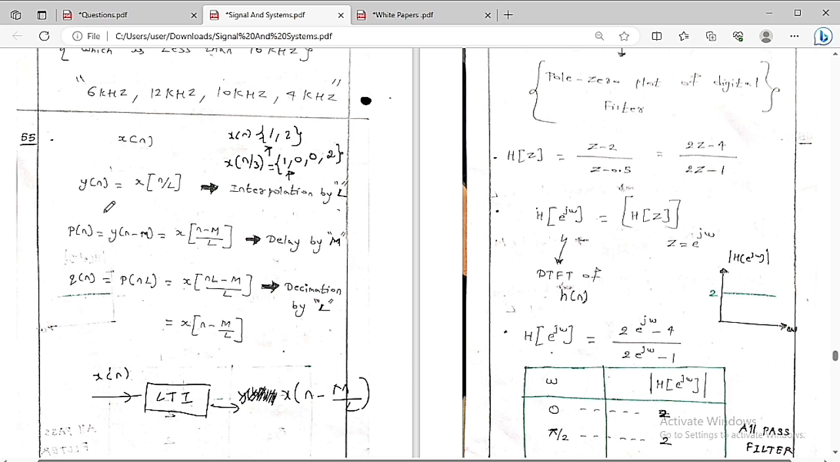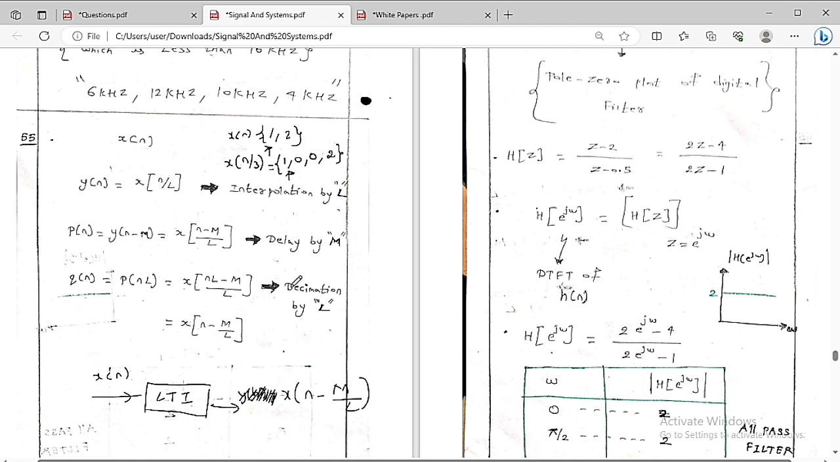Then what I will do now is shift the signal by M. Here n is replaced by n minus M, and what you are going to get is x of n minus M by L. So this is called the delay by M. I am going to have this as P of n, the new signal.